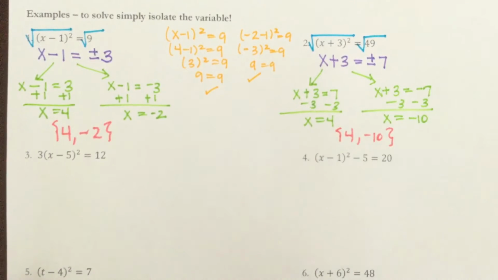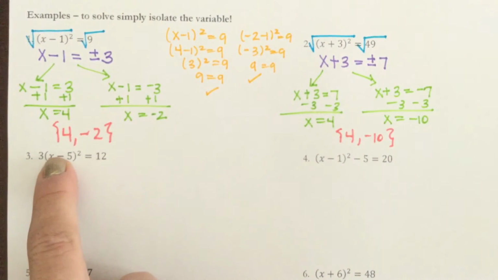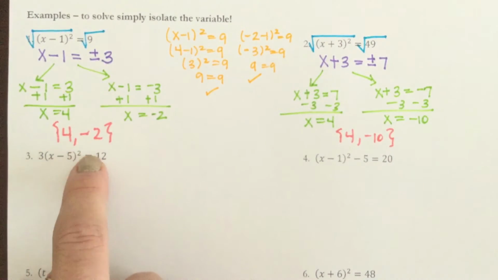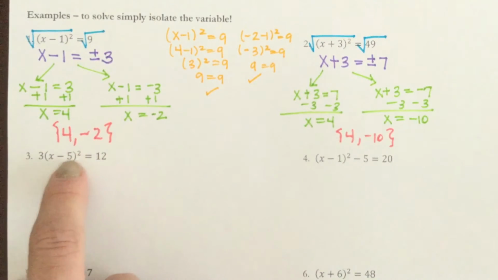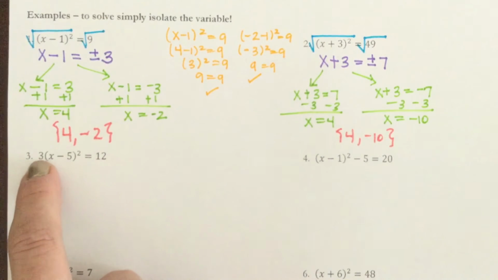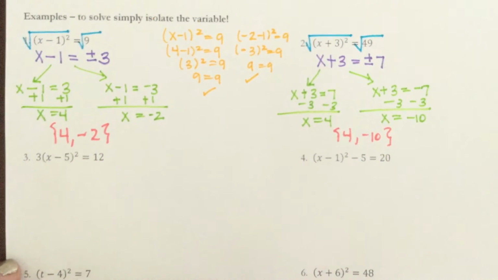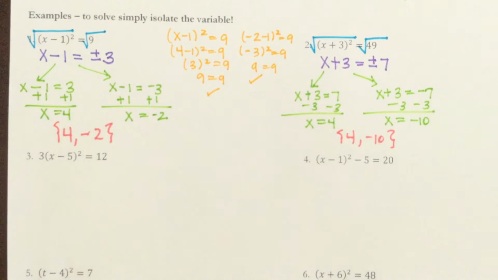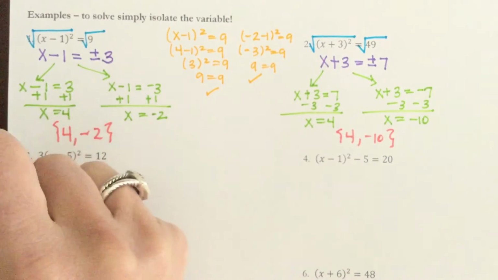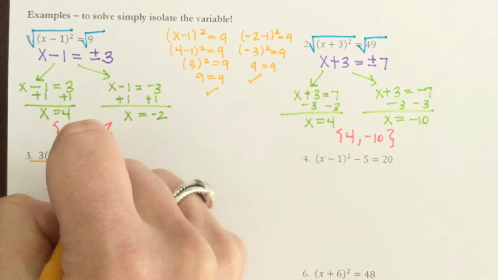In example number 3, our x, again, is located inside the parentheses with the square on the outside. The problem is that square term is not isolated, so I cannot square root yet. I have to get rid of this 3 before I can come through and square root this side. 3 is multiplying the x minus 5 squared, so we are going to undo that by dividing. So divide both sides by 3.